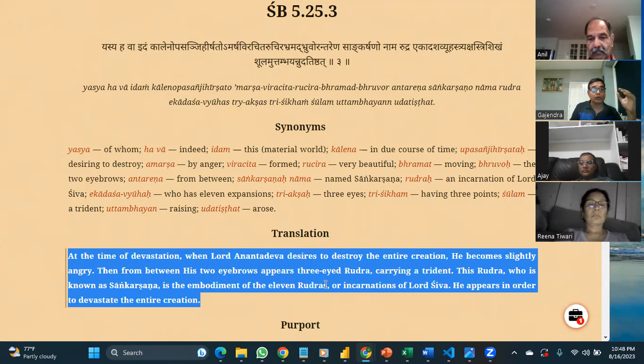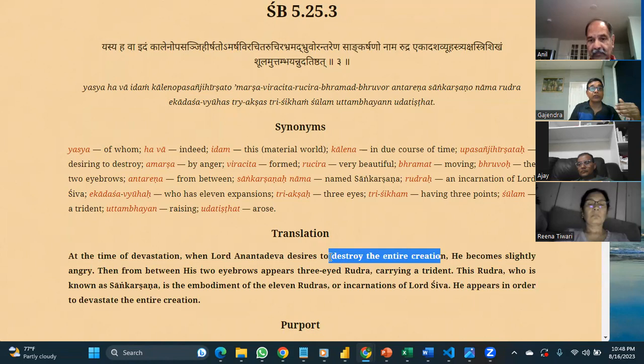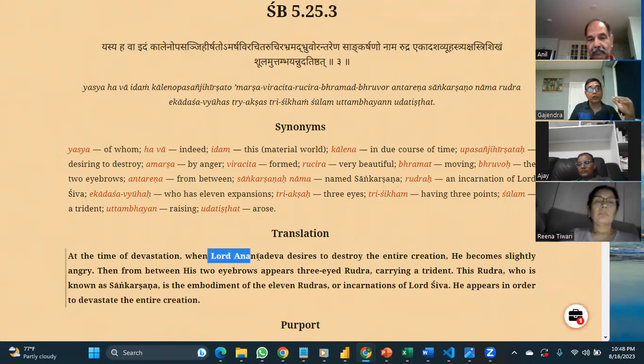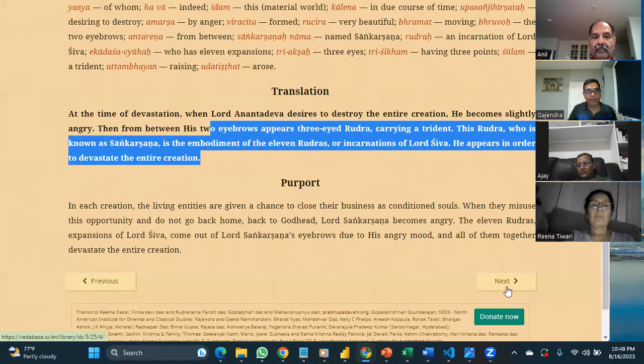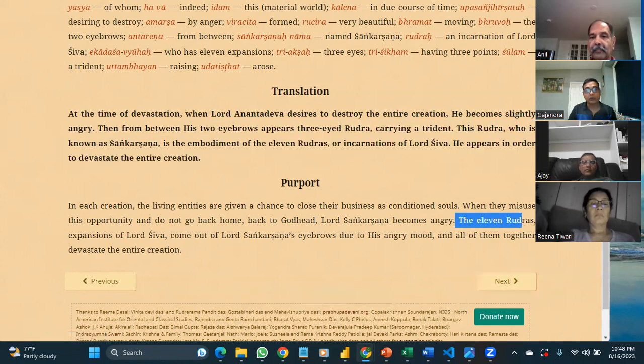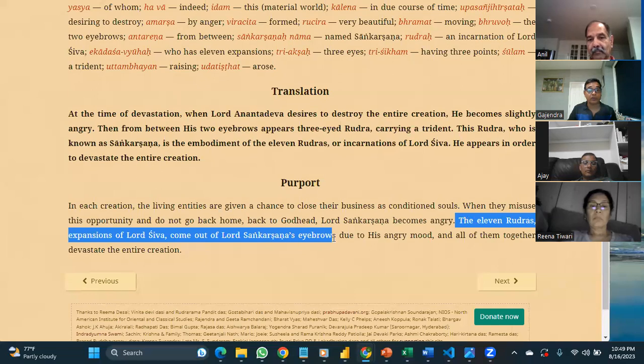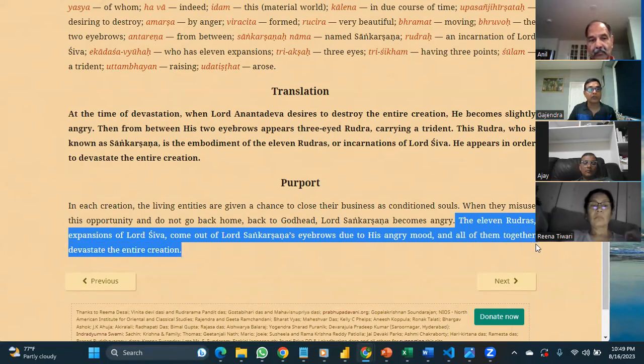As we know, Lord Shiva is the destroyer among the creator, maintainer, and destroyer. He represents destruction, and he prays to Lord Anantadeva. Anantadeva is the same as Lord Sankarshana. So when the pralaya has to happen, this is how it works: the 11 Rudras, expansions of Lord Shiva, come out of Lord Sankarshana's eyebrows due to his angry mood, and all of them together devastate the entire creation.